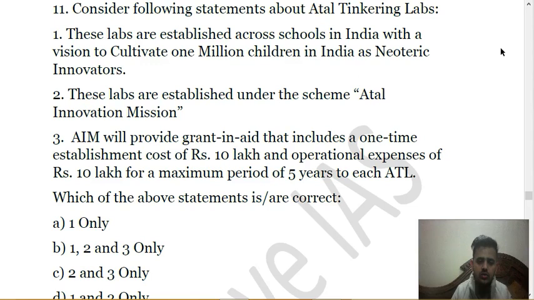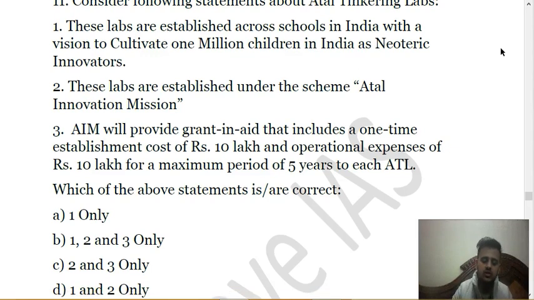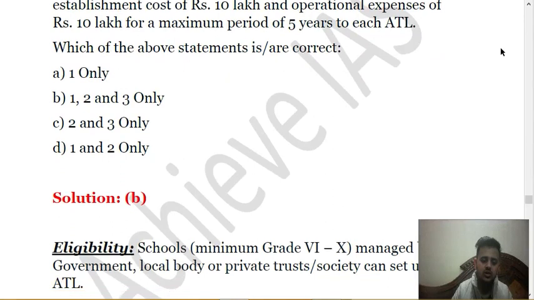So let me tell you, friends, that all of these statements are correct. Yes, these Atal Tinkering Labs are established under the Atal Innovation Mission, which is a kind of flagship program of the Government of India to promote innovation and to act as an umbrella organization to oversee the innovation ecosystem in India and to rejuvenate it. Monetary assistance is also provided in two forms: a one-time establishment cost of rupees 10 lakh and then 10 lakh further over the next 5 years, by giving 2 lakh per year. So all the statements are correct. So the answer would be B, that is 1, 2, and 3 only. So the solution is B.